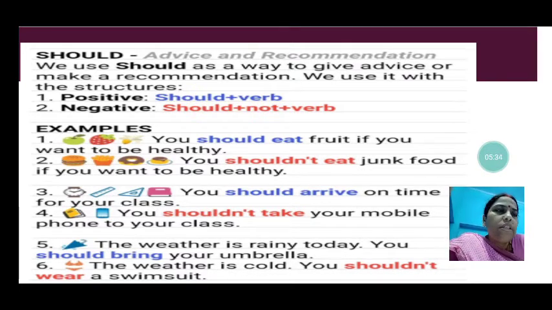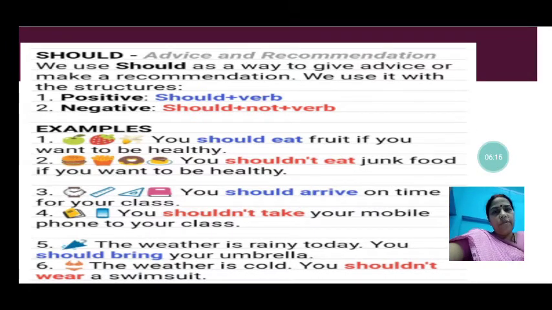Now see, should expresses polite suggestion about things that are good to do, and should not expresses polite suggestion about things that are not good to do. So here, the third one, let us see. You should arrive on time for your class. That is a polite, good suggestion. Then see, you shouldn't take your mobile phone to your class. That is also a polite suggestion about things that are not good to do. You should not take your mobile phone to your class.